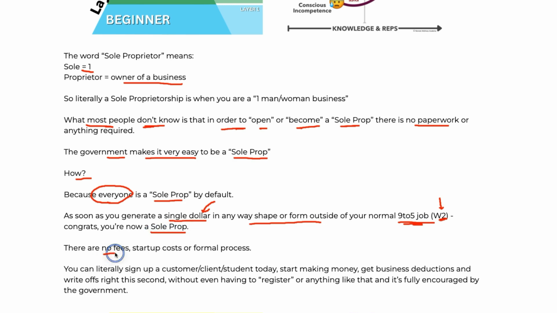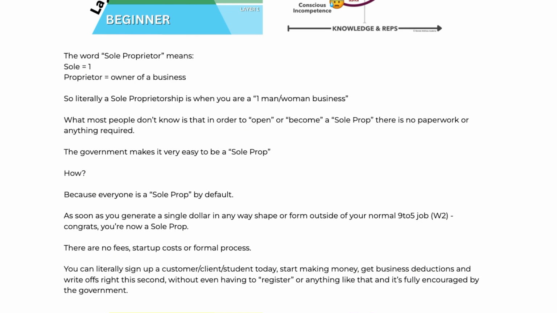There are no fees, no startup costs, and no formal process. You can literally go out and sign up a new customer, a new client, a new student today and start making money. You can start taking out business deductions and getting business write-offs right this second without even having to register. And guess what? This is fully encouraged by the government. This is not some shady, under-the-cover kind of stuff. Think about how cool that is.